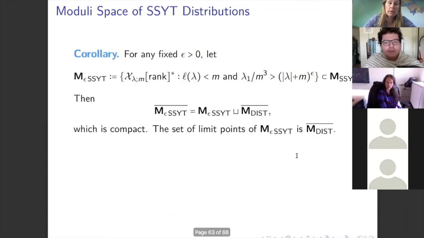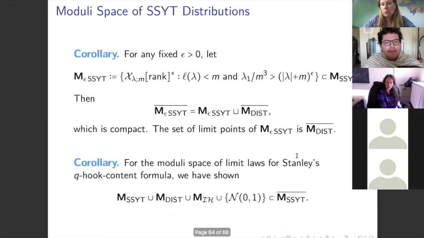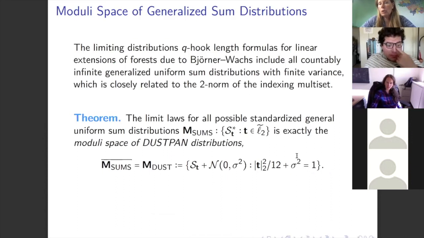I'm getting out of time, so let me cut to the chase a little bit. For the Bjorner-Wachs case, we had to expand our horizons a little further. We had to look at all of the generalized uniform sums and even go to countably infinite sums. They all come up. And as long as you have a finite variance, all generalized uniform sum distributions can come up. So we ended up looking at the moduli space of all of those and taking its closure.